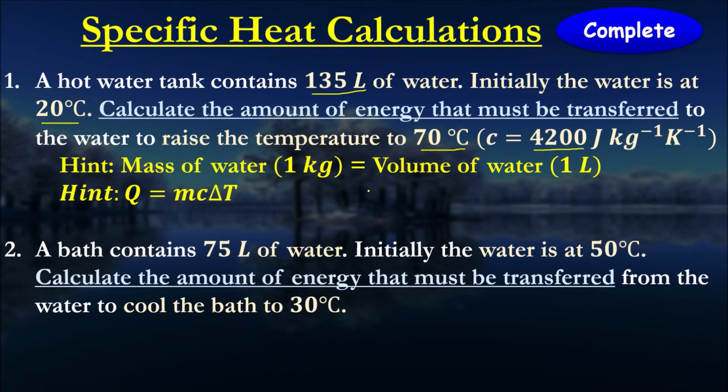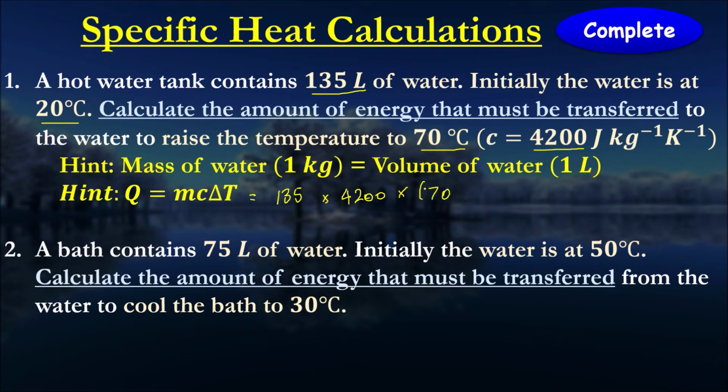So, assuming that water has a density of 1, so the amount of liters equals the amount of kilograms, then we can substitute it into our formula here. We have 135 kilograms times our heat capacity of 4,200 times our temperature change, in this case from final to initial.